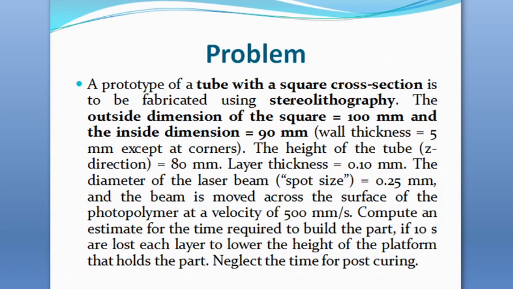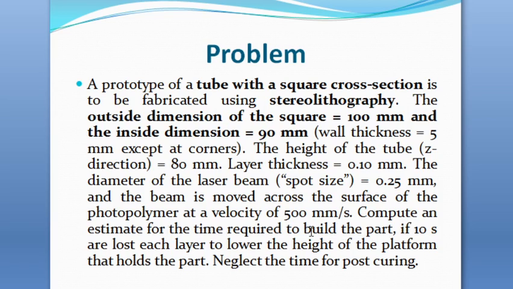What are the data given? Fabricated square cross section tube. Outside dimension of the square 100 mm. Inside dimension 90 mm. Wall thickness 5 mm except at corners. Height of the tube 80 mm. Each layer thickness 0.1 mm. Spot size diameter 0.25 mm. Scanning speed 500 mm per second. Compute an estimate for the time required for building the part.